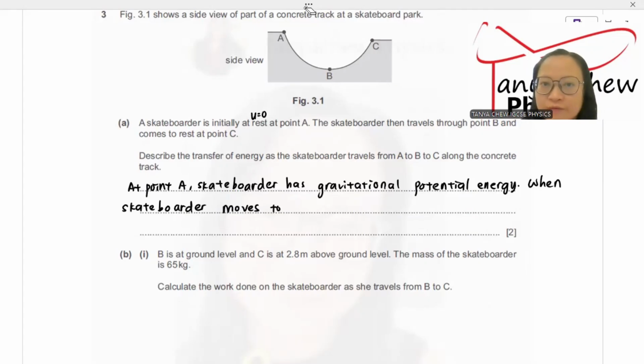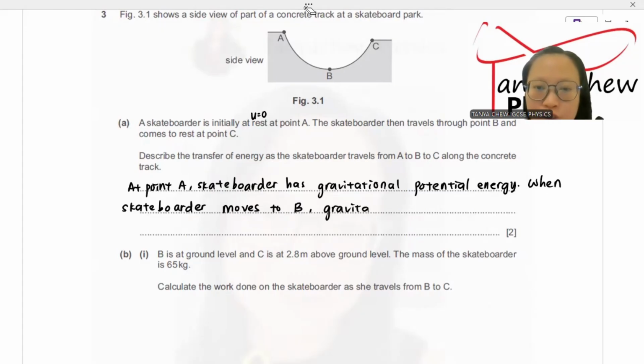Why? Because at the end, you could see that the landing of the skateboarder at C is lower than A. That means some of the energy could have been lost to overcome heat or friction between the skateboard and the concrete track. So the skateboarder moved to B.